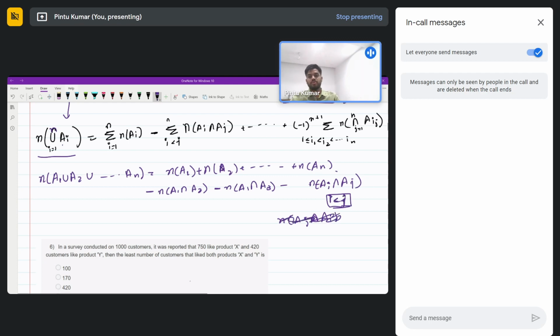So you will subtract all the intersections of two sets, with the condition that i is less than j. Then you will add all the intersections of size 3, let's say Ai intersection Aj intersection Ak, over all i strictly less than j, which is less than k. So you satisfy this condition and then you take the sum of all the three-set intersections. Then you again subtract the four-set intersections. So you will alternate until you reach the number of sets that you have. Any doubt in the content covered till now?